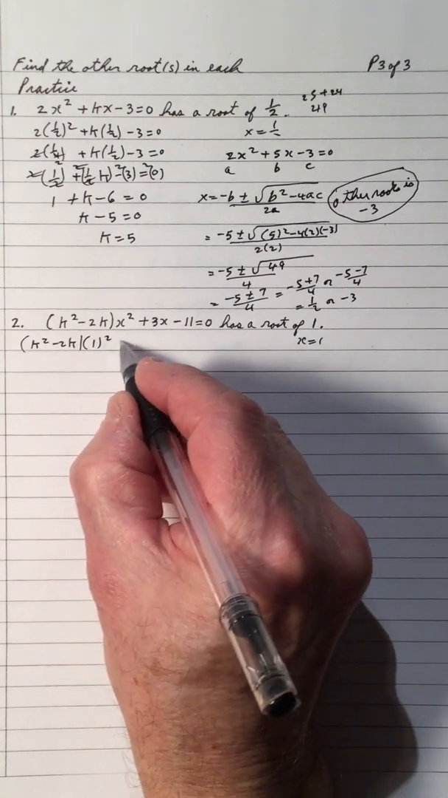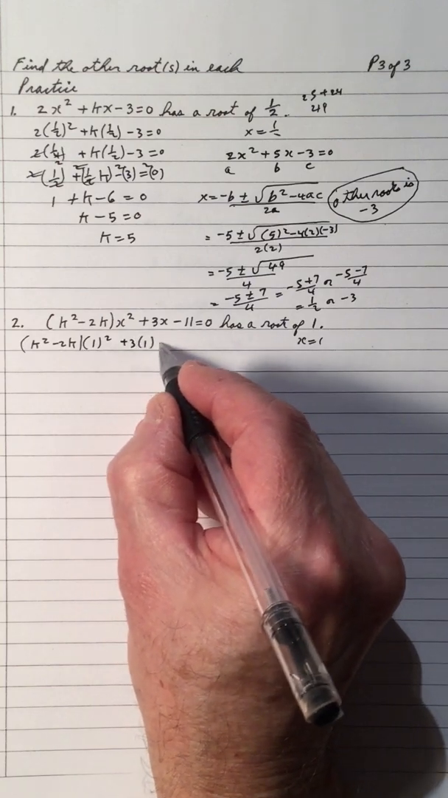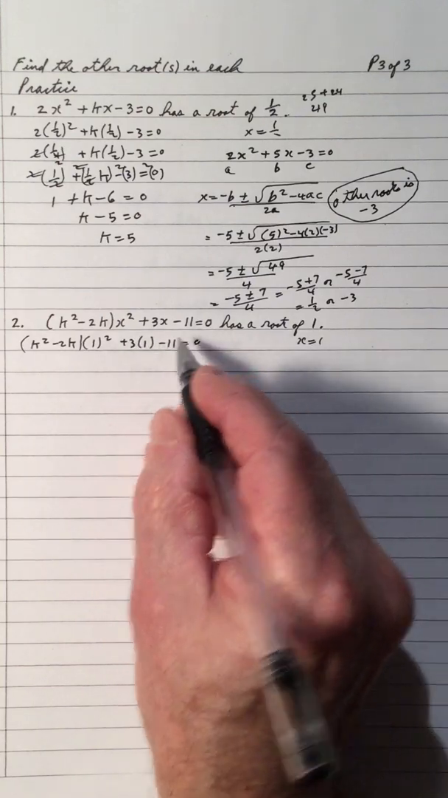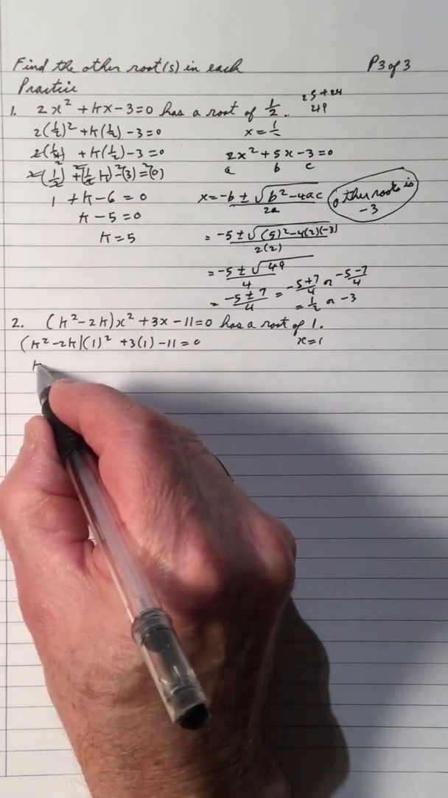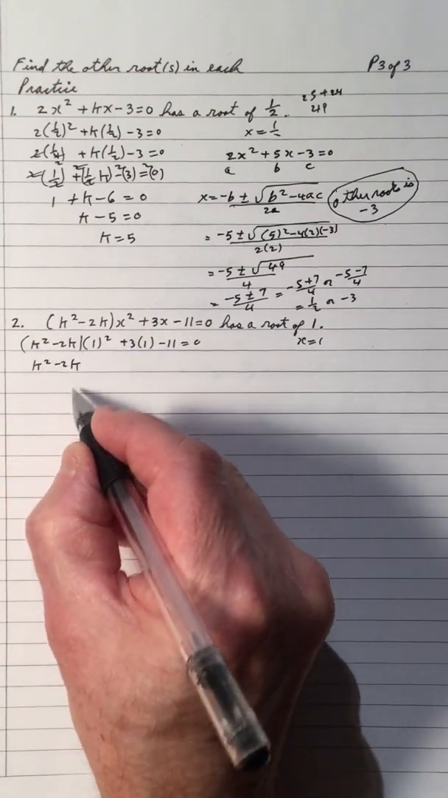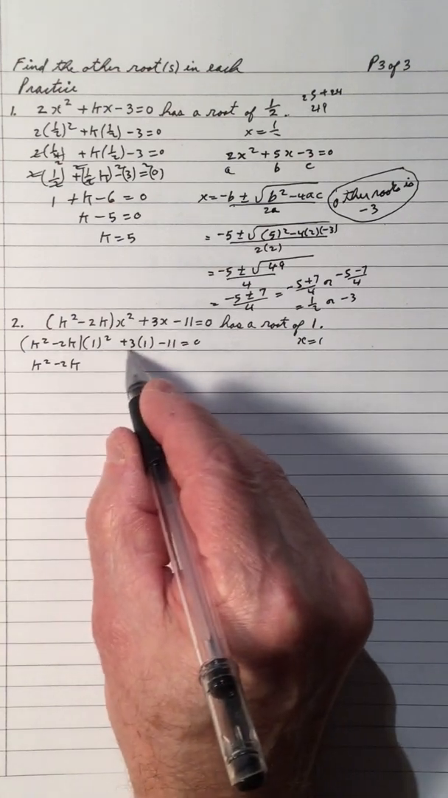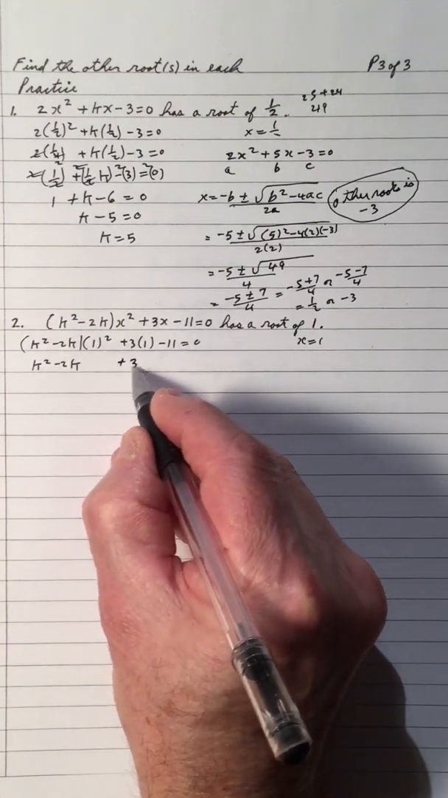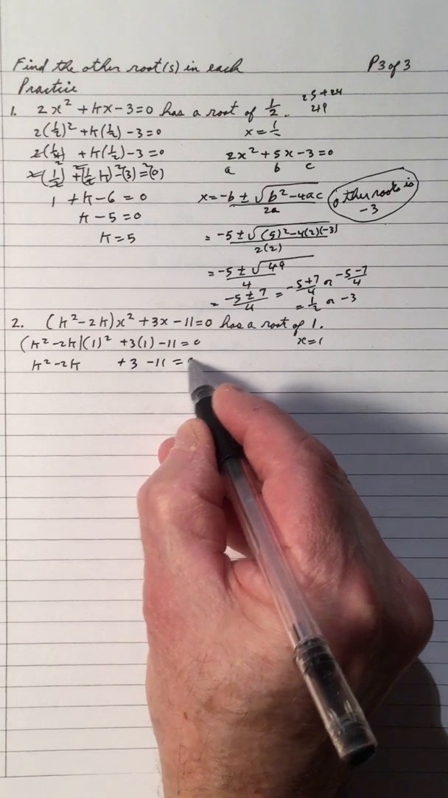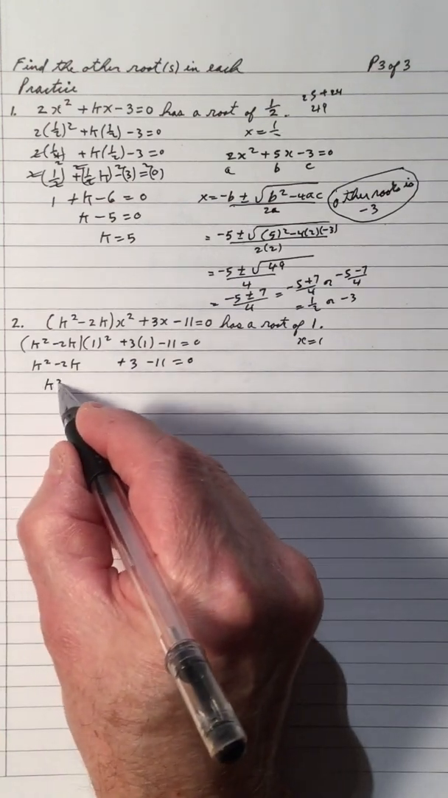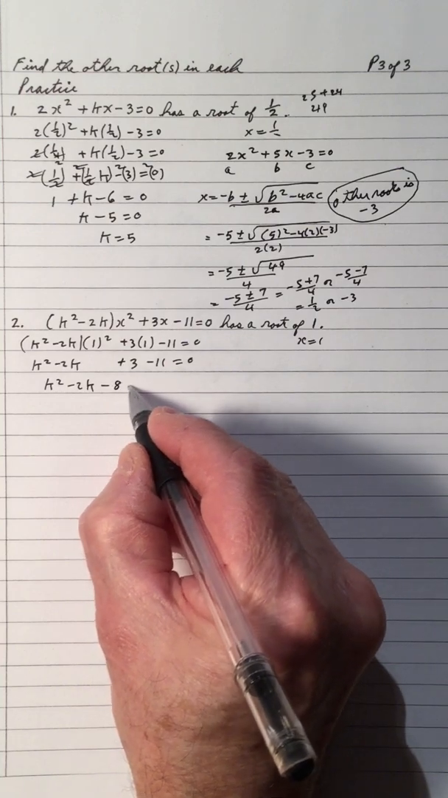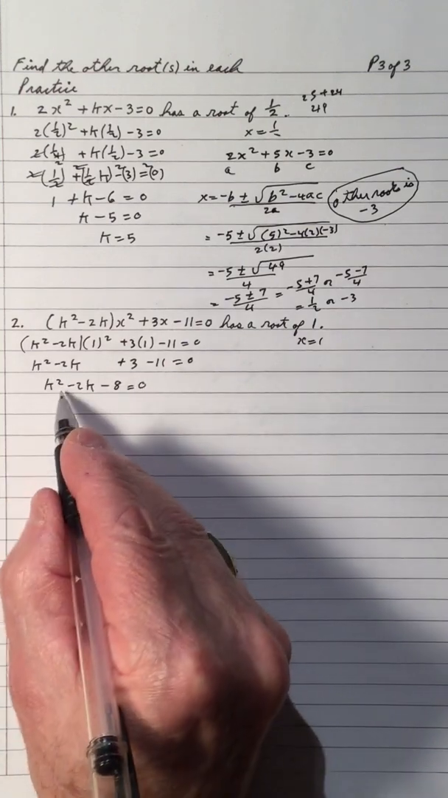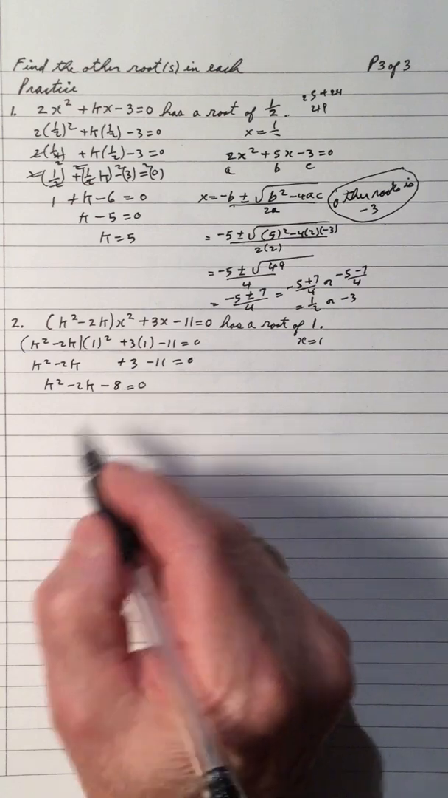X is 1. Work our power first. This time that's a 1, so that's a k squared minus 2k. Power is done. Then I have to multiply next, so I'm going to do the 2 steps at one time. Save time. And that simplifies to a negative 8. K squared minus 2k, 3 minus 11, negative 8.